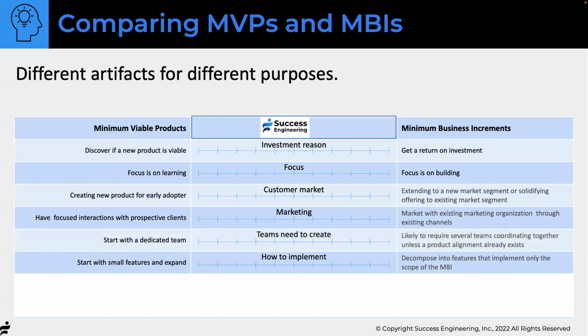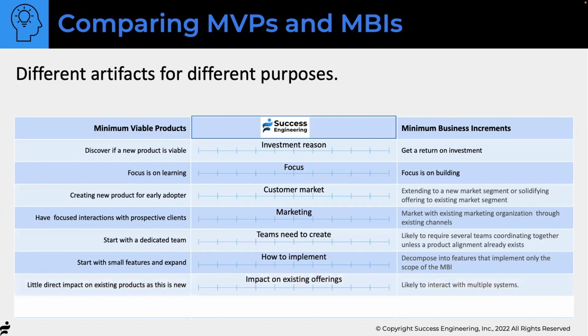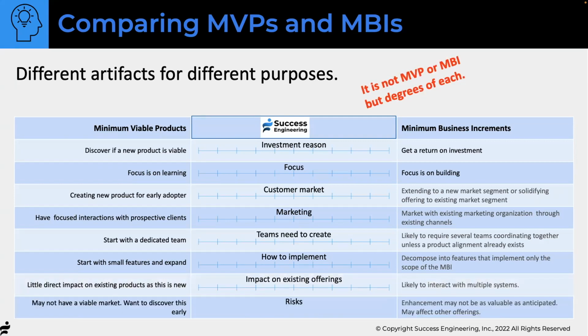Sometimes the analysis you do comes from the stories and the features, you build it up and say, oh, this is what I can deliver sooner, and then you just defer anything that's not needed for it. That's two different ways of building them, or defining them rather. There's little impact on existing products as this is new, but it might, because it could be something that's added to a pool of products. That's again why it's not one or the other, but it's almost certain to interact with multiple systems on an MBI. Now, again, it's not an MVP or an MBI, but degrees of each.